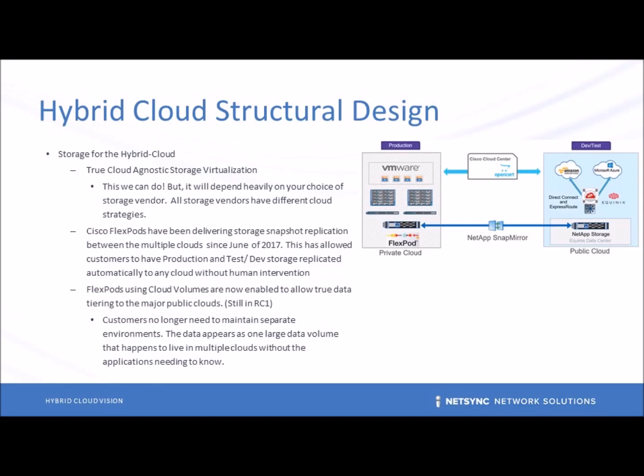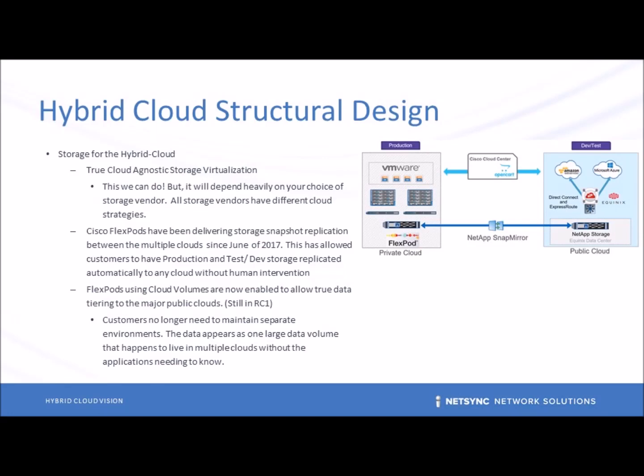Cisco has a thing called a FlexPod. They've been delivering storage snapshot replication between the multiple clouds since June of 2017. They've been doing it seamlessly. It's allowed customers to have production, test, and dev storage replicated automatically without having to think about it to any cloud, without any kind of human intervention since last year. And then FlexPods using cloud volumes are all now enabled to allow true data tiering.